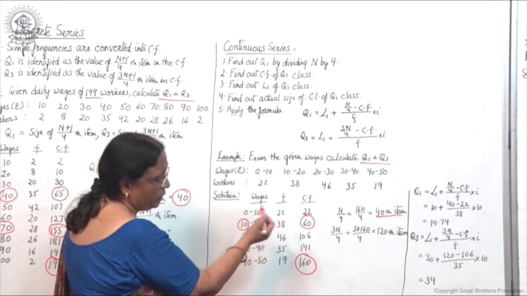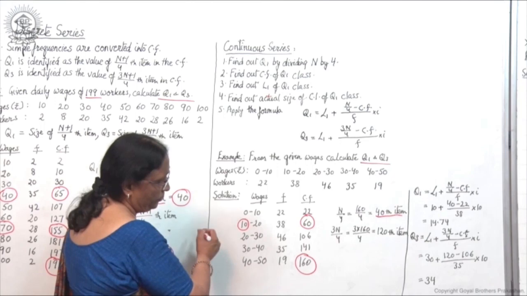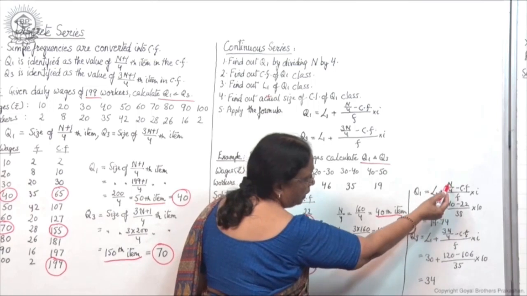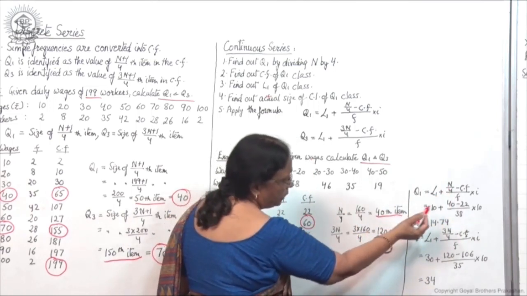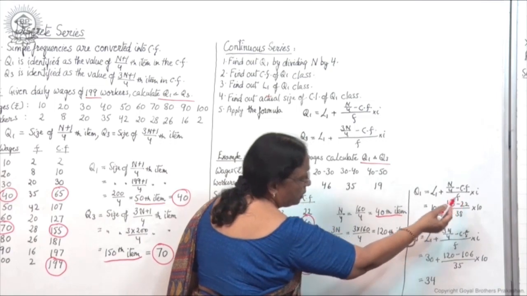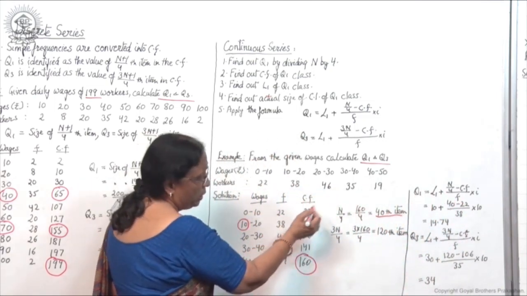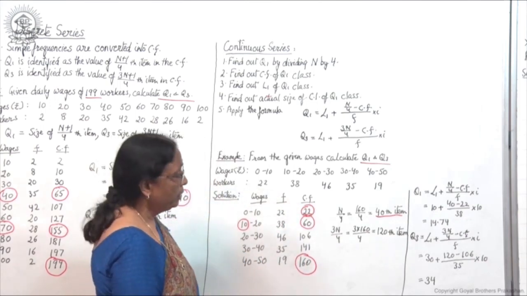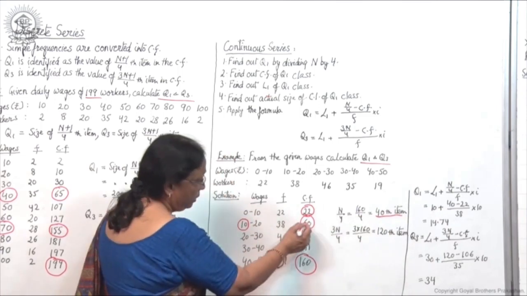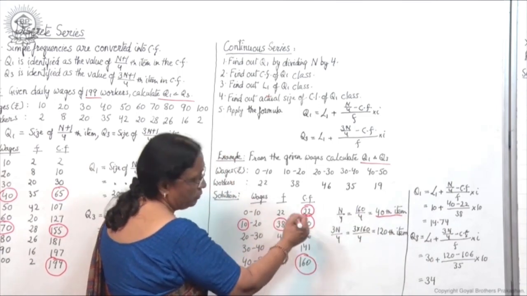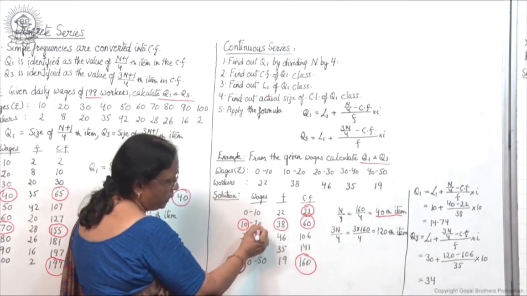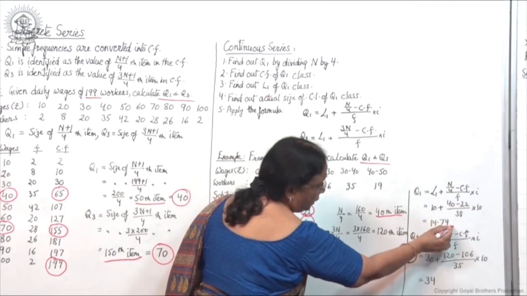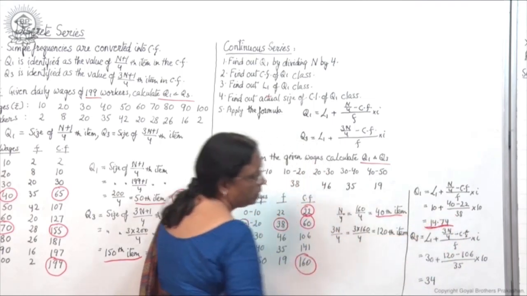So L1 is the lower limit, the lower class interval is 10. So here you will write L1 is equal to 10 plus n upon 4 you have calculated, that is the 40th item. So 40 minus CF, as I have told you earlier also, in this case CF will be the preceding cumulative frequency, that will be 22, and the frequency in front of this will be 38 and the class interval is 10. So you will write down 10 here and do this calculation and get Q1 as 14.74.